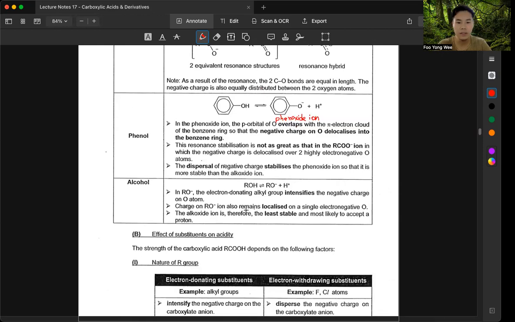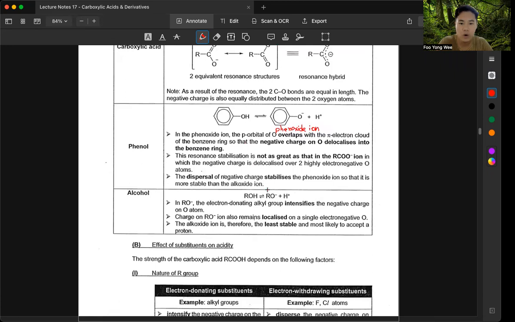Now, for alcohol, the electron donating alkyl group will actually not disperse the charge. It will intensify the negative charge because it's electron donating due to the R there. The CH3 is an electron donating group. So the charge of RO minus will remain localized because it's electron donating. The minus cannot go inside. So it will remain localized on that O, which is very electronegative. So the alkoxide ion is therefore not so stable compared to phenoxide and carboxylate. So this is the explanation.